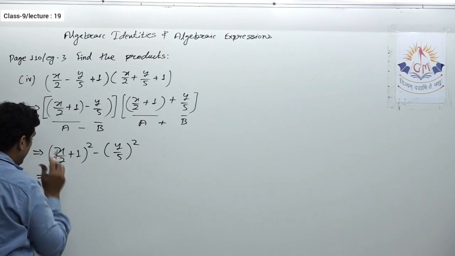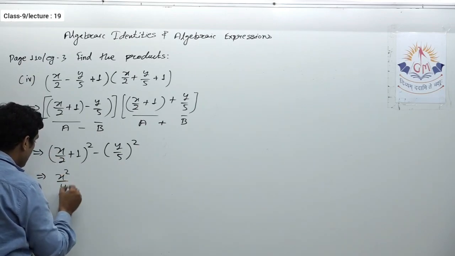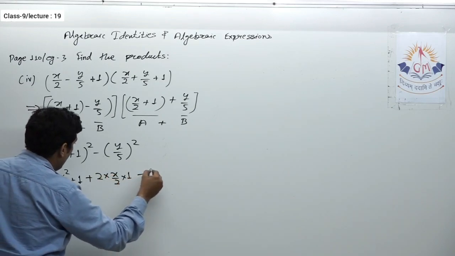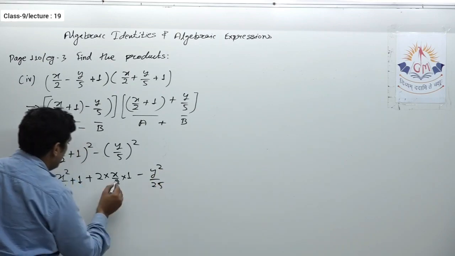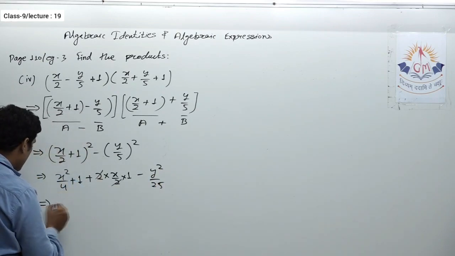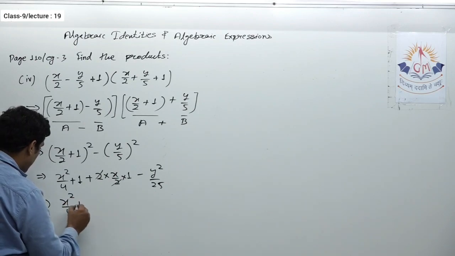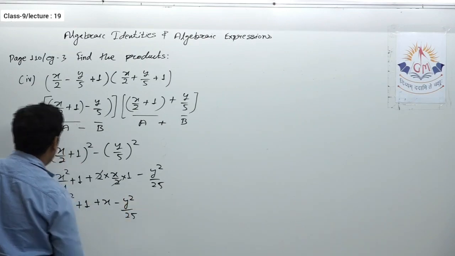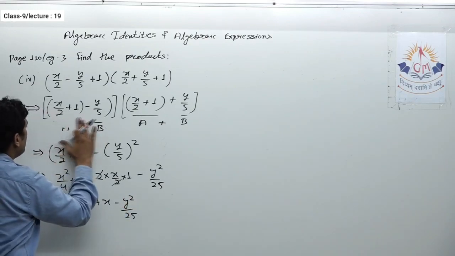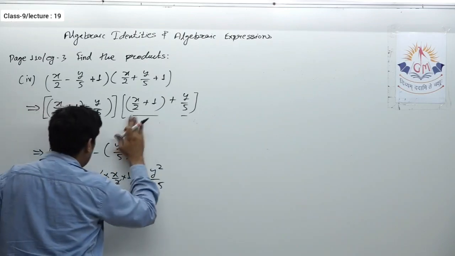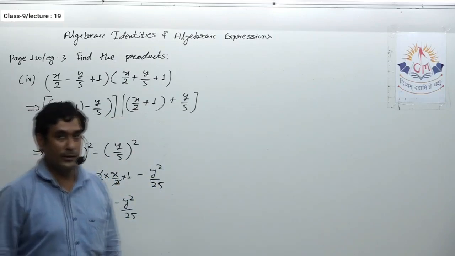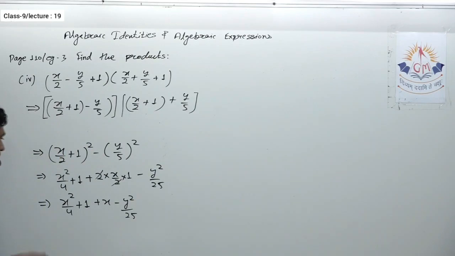Now again I have to expand this. So a square plus b square plus 2 into a into b, minus y square upon 25. This 2 and 2 I can cancel. So here I can write my final answer: x square by 4 plus 1 plus x minus y square upon 25. No need to write this a and b; this is just for your understanding. Even if you are writing it over here, write with a pencil so that you can rub it out later after completing the solution. So note it down. Then we'll see the next one.